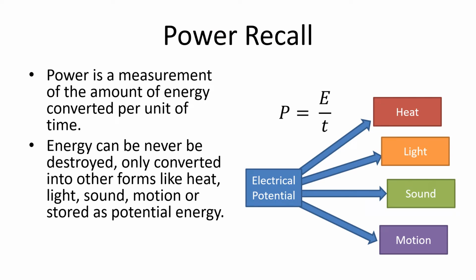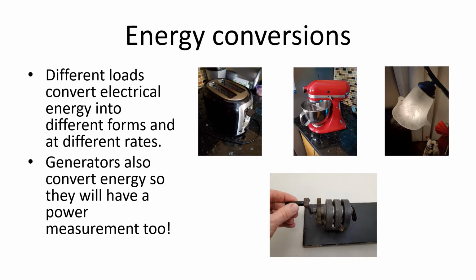So recall that power is the amount of energy being converted over time. And so the faster that you convert your energy, the more powerful the device will be. So all your loads change electrical potential energy, that's stored energy, into other forms like heat in the toaster and light in the light bulbs and sound in the piano and motion in the fan, right? So since energy can't be created or destroyed, this conversion is what we measure with power. So here's a whole bunch of the loads that we mentioned earlier.